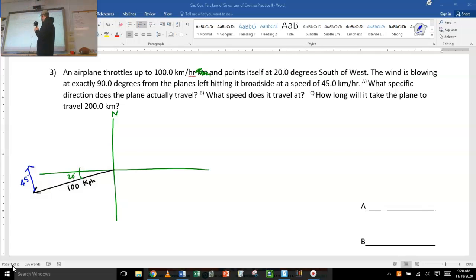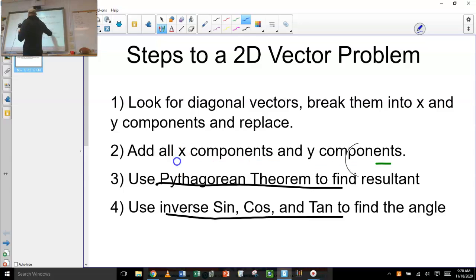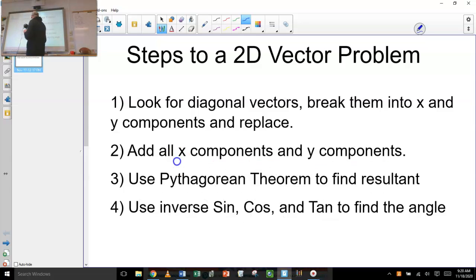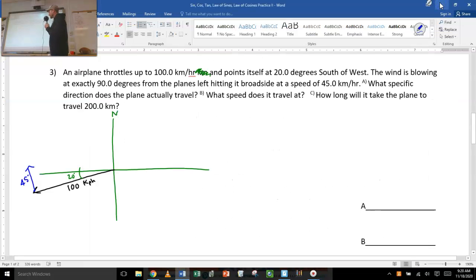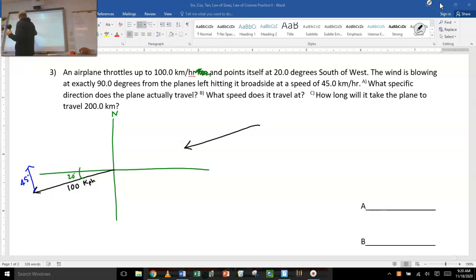So here we go. We're going to follow these same steps again, except in the last problem there was nothing that was diagonal. Now in this problem, everything is diagonal. So look for diagonal vectors. That's going to be everything. Here's a diagonal vector. Here's a diagonal vector. And we're going to break them into their x and their y components.